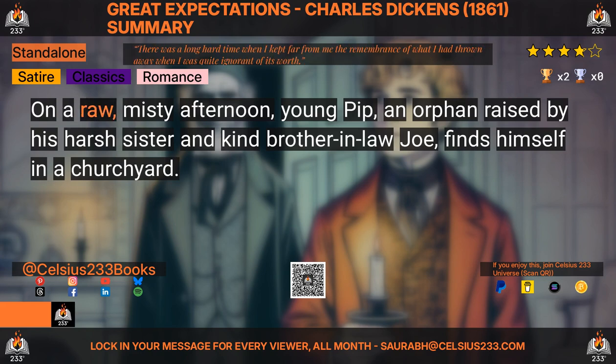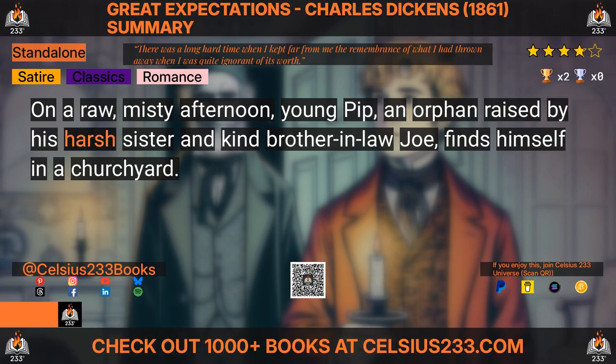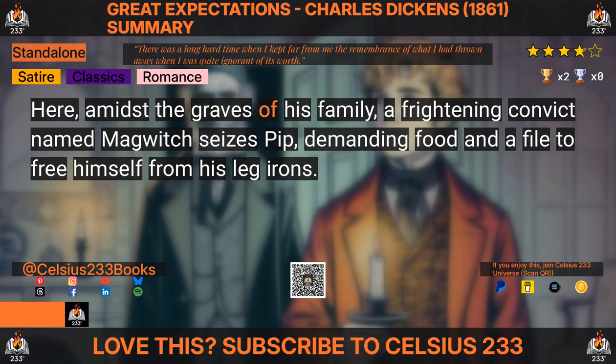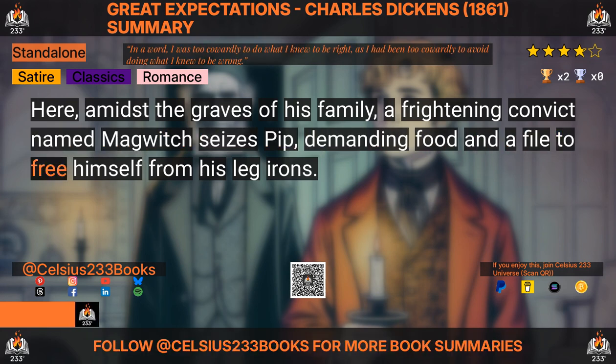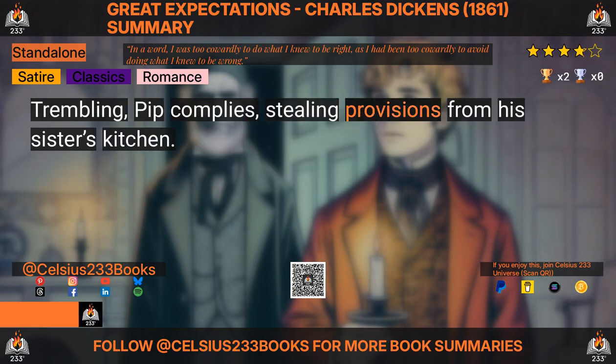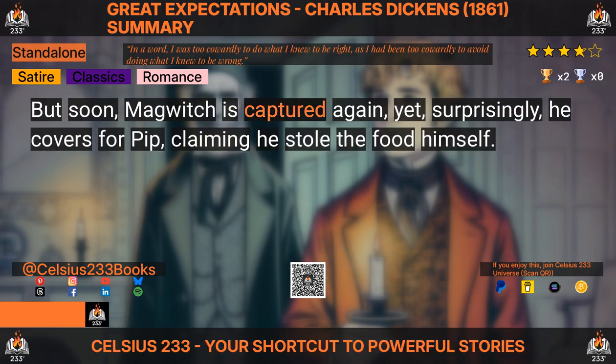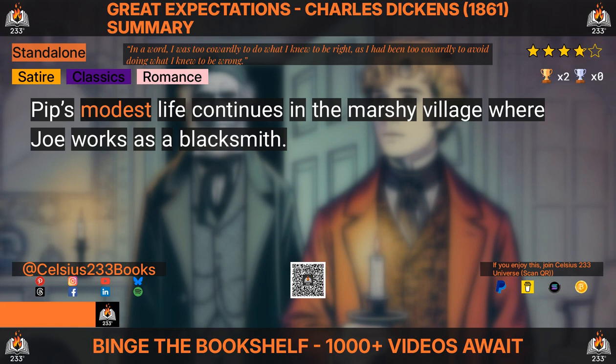Plot summary. On a raw, misty afternoon, young Pip, an orphan raised by his harsh sister and kind brother-in-law Joe, finds himself in a churchyard. Here, amidst the graves of his family, a frightening convict named Magwitch seizes Pip, demanding food and a file to free himself from his leg irons. Trembling, Pip complies, stealing provisions from his sister's kitchen. But soon, Magwitch is captured again, yet surprisingly, he covers for Pip, claiming he stole the food himself.